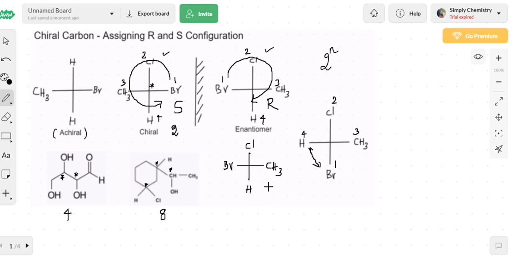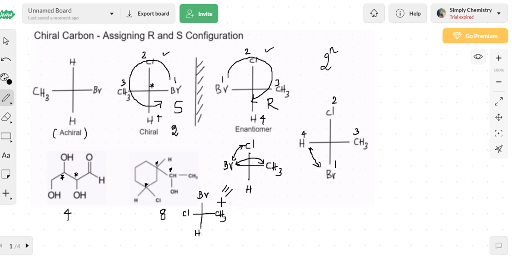We cannot assign just by bringing it down with one single change. When you try to bring the least priority group to the bottom, we have to make two changes. You could see here, we have to make any other two changes. Either you can do this or even do this. Both will lead to the same answer. We'll see both of them. You could see that if you exchange bromine and chlorine, this is going to yield this structure. So we have made two changes.